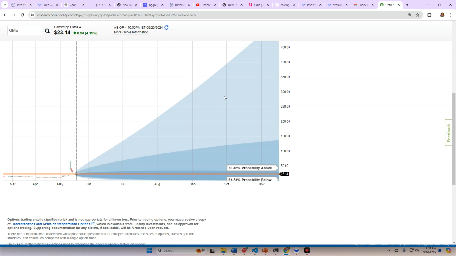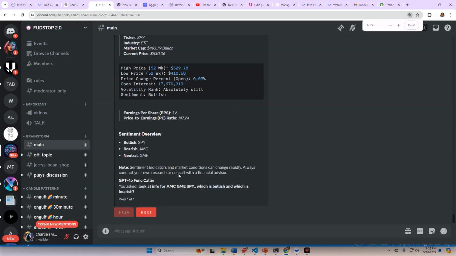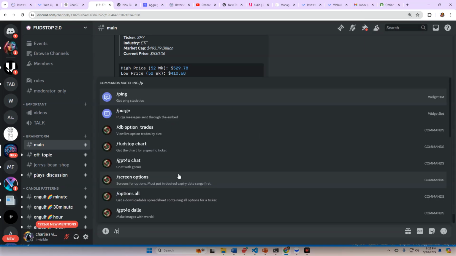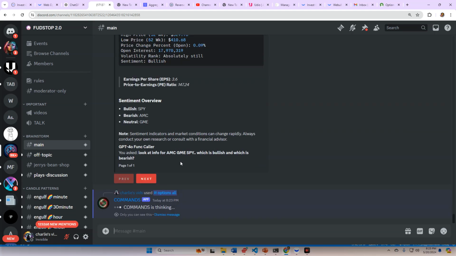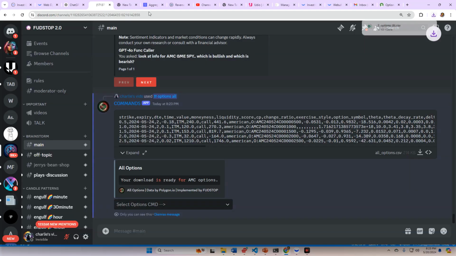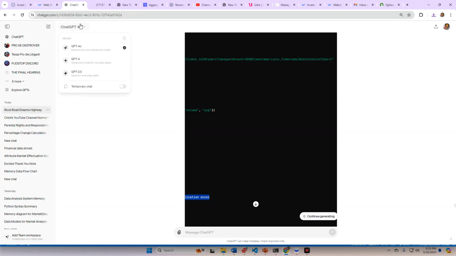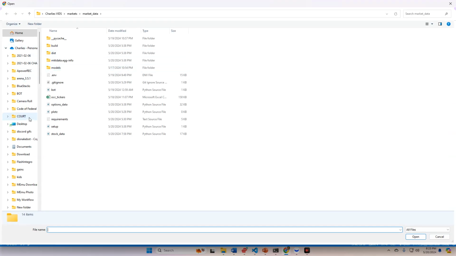Let's take a look at the options chain to see if anything has changed there. Again, anyone in the group, all you got to do to get this information is simply do /options all, and we'll do AMC first. And we will download it. I like to use Omni just because it's very quick at charting these things. So let's go ahead and upload the file we just downloaded.